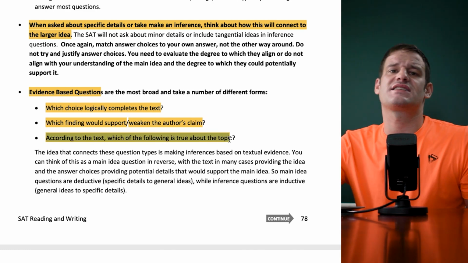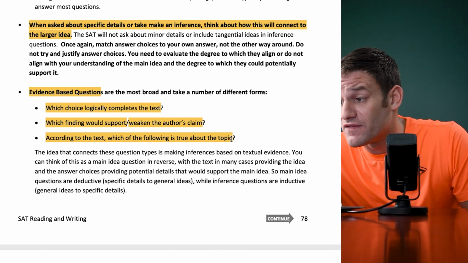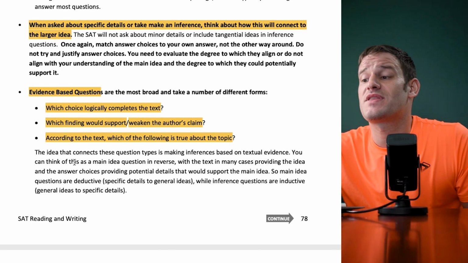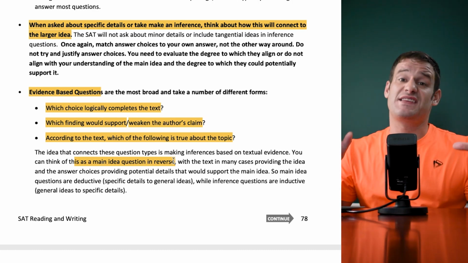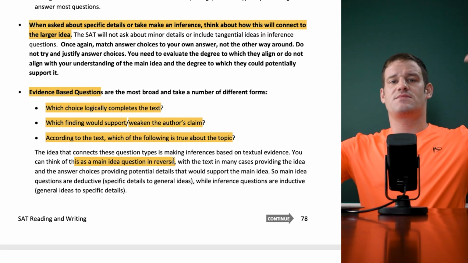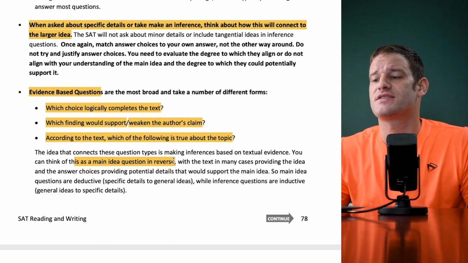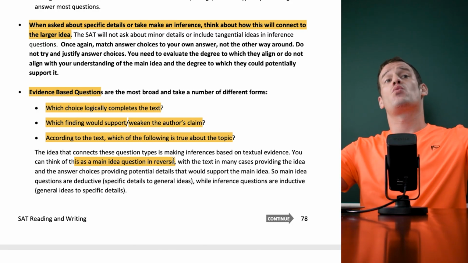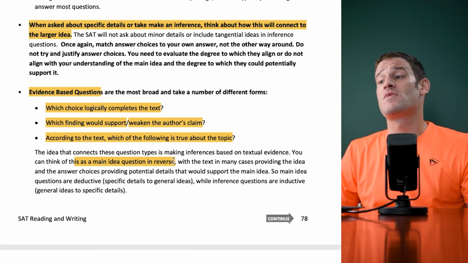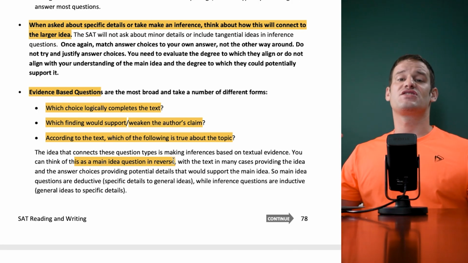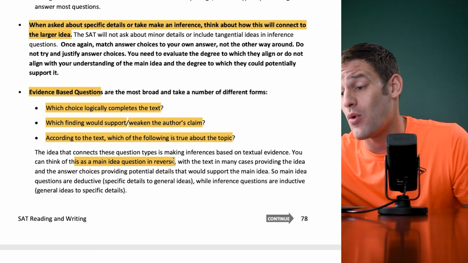Now, as you're doing these, I think it's helpful to think of evidence-based questions as a main idea question in reverse. With the main idea question, if they ask what's the main idea or the main purpose of the passage, you're looking at the details of the passage and thinking, okay, what's the larger idea here. With these evidence-based questions, you're thinking, what's the main idea of the passage, and then what details would support that main idea? So it's really two sides of the same coin, and that's why it's so important that you have a more general, comprehensive strategy as you're doing any reading question.